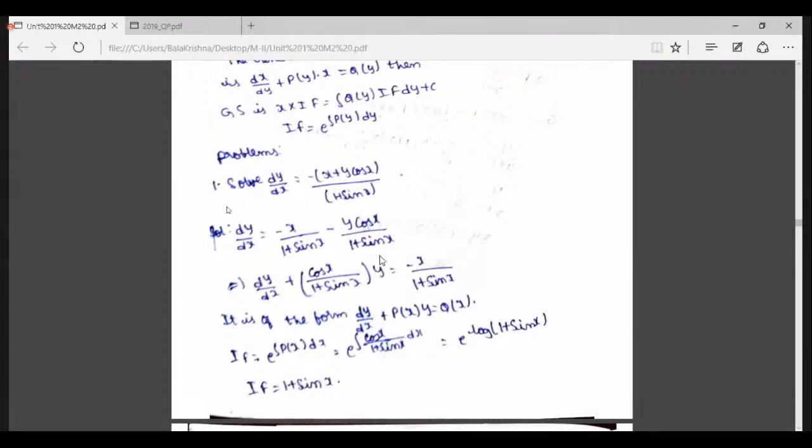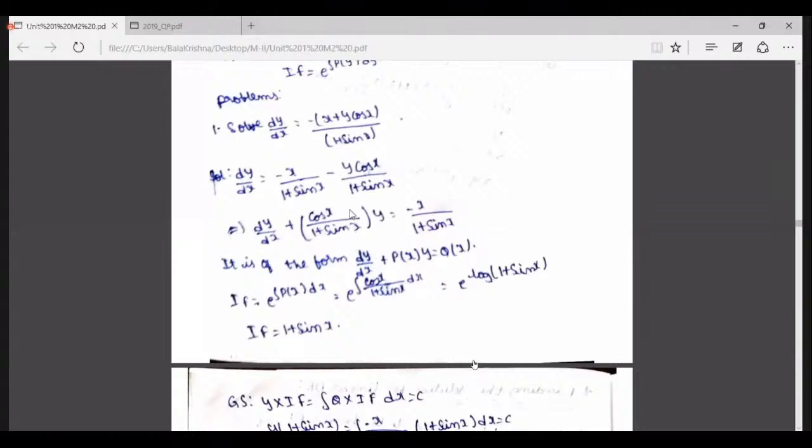Okay, so here, splitting this so that it will be in the form of minus x by 1 plus sin x minus y cos x by 1 plus sin x, so that we can write this as dy by dx plus a function in terms of x into y is equal to purely a function in terms of x, as it is in the form dy by dx plus p of x into y is equal to q of x. We can go for the solution for that linear form. Okay, so here p of x is cos x by 1 plus sin x, and q of x is minus x by 1 plus sin x, right?